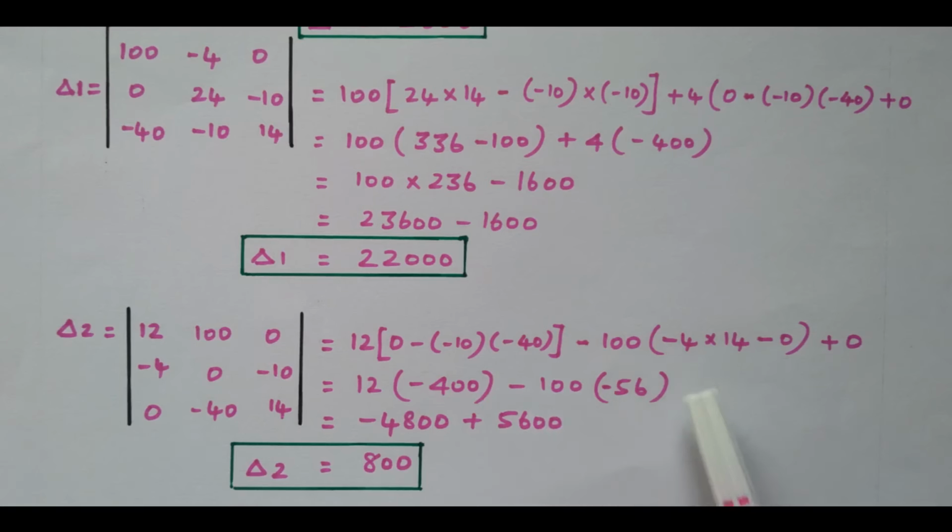minus 400. 3 negatives are there, so finally we'll get negative only. Minus 100 into minus 4 into 14 is minus 56. Right. Now 12 into minus 400 is minus 4800. Here minus 100 into minus 56 is plus 5600. So this is negative, this is positive. So while adding, we'll get 800. The delta 2 value is 800. Now we'll go to delta 3.